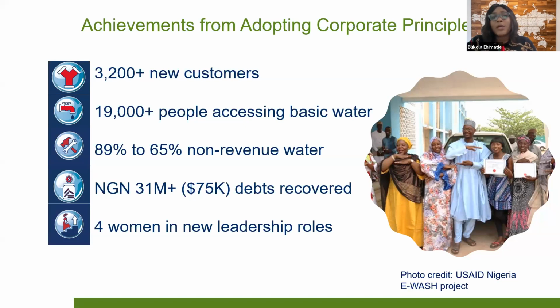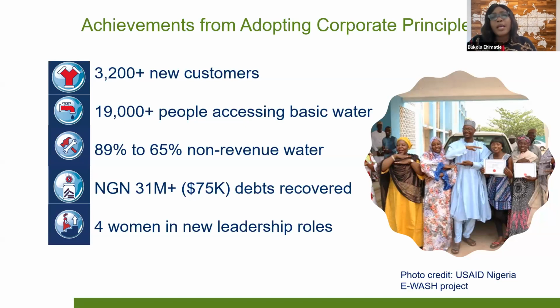And with this support, the Water Corporation was able to increase its internally generated revenue by collecting and retrieving over 31 million naira. I don't know how much that is in dollars. Maybe someone can help us. Over 31 million naira in debts that were owed before they became corporatized, retrieved because they've been able to strengthen their financial management system.